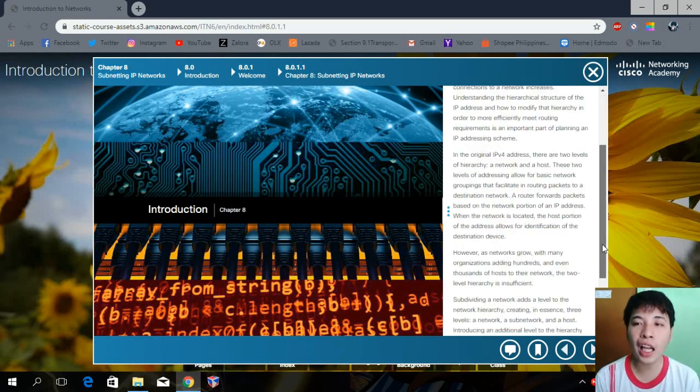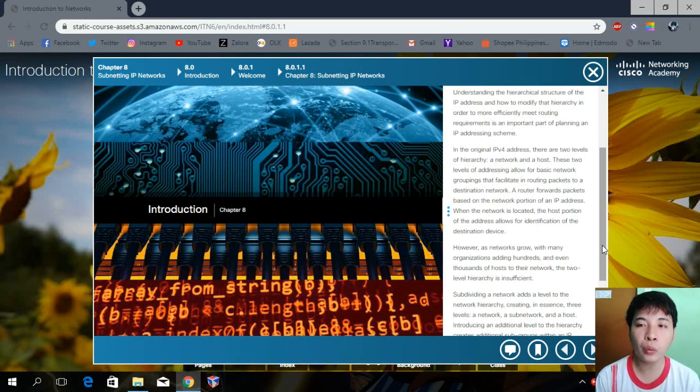In the original IP version 4 address, there are two levels of hierarchy, a network and a host. These two levels of addressing allow for basic network grouping that facilitates routing packets to a destination network. A router forwards packets based on the network portion of an IP address when the network is located. The host portion of the address allows for identification of the destination device.